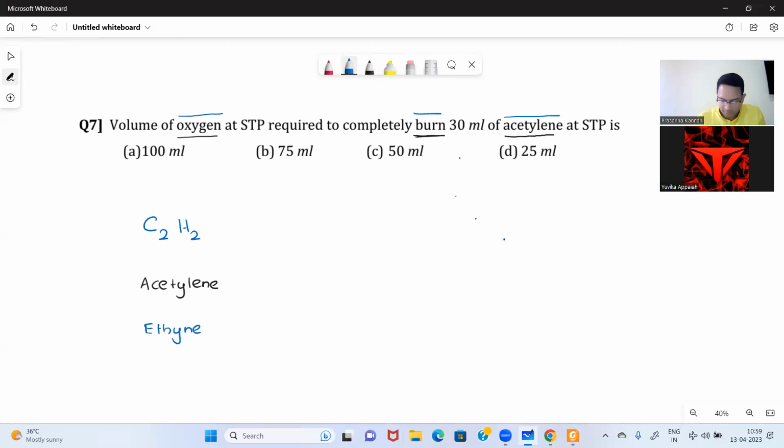Now, when you are going to burn it in oxygen, the products are well known to us. So you need not expect the products to be given in the question. We will know it. So what are the products?